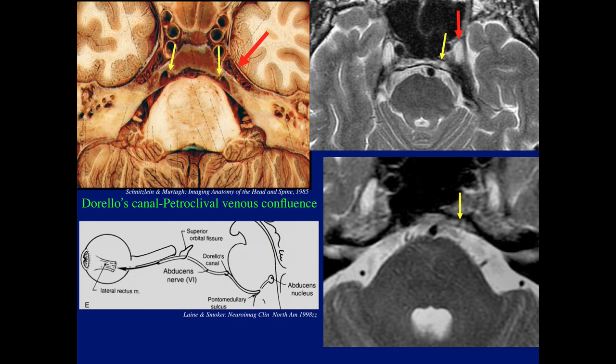Now, the sixth cranial nerve travels anteriorly and enters an important structure within the clivus, and that is the Dorello's canal. As you can see here, here's the bony clivus. There's a little cavity in there with the sixth nerve sitting within it. The usual name that everybody's used to is Dorello's canal, but now there's a new name called the petroclival venous confluence.